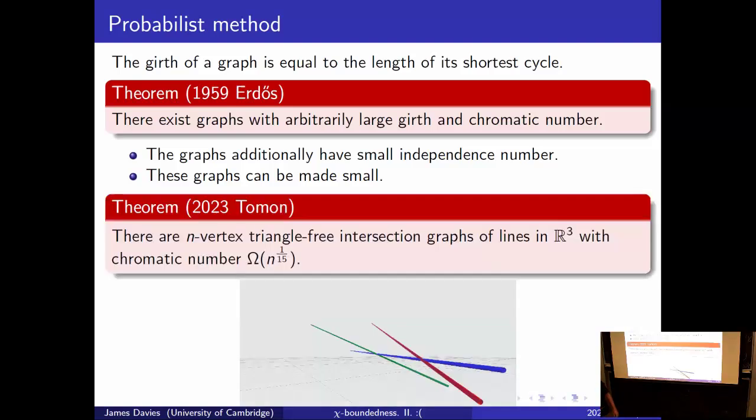So, for instance, one nice application is that you can construct triangle-free intersection graphs of lines in free space that have polynomial chromatic number, n to the 1/15. And there's a very nice proof of this by Van Tomme. So it's not just things like high girth that you can get. If you're in some class where you can find some clever way to look at random graphs, then the probabilistic method is a good idea to look at. And this is a nice proof.